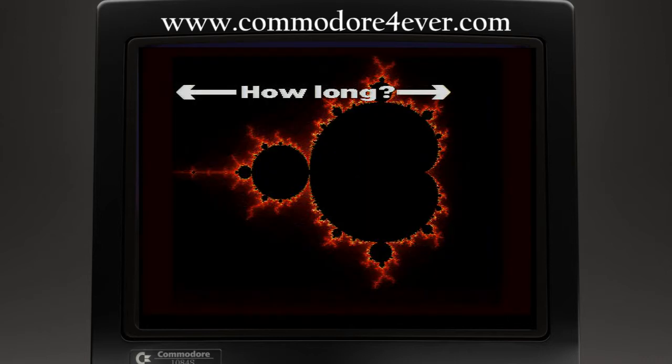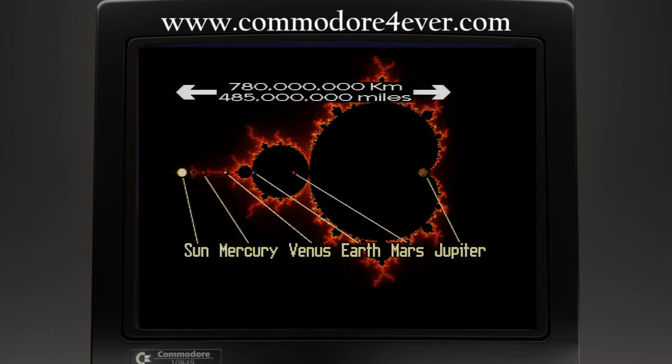If we now scale up the original Mandelbrot to the same magnification, how long would the complete picture be? Well, if we place the Sun at the tip, then all the planets up to and including Jupiter would be contained within the set.